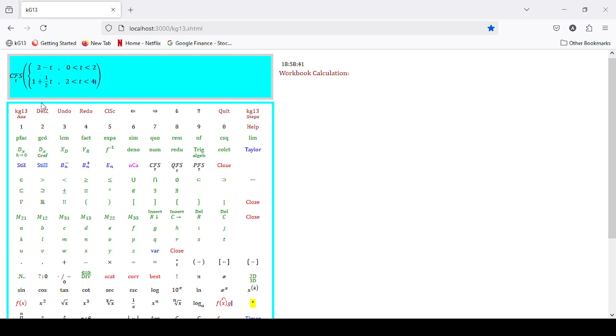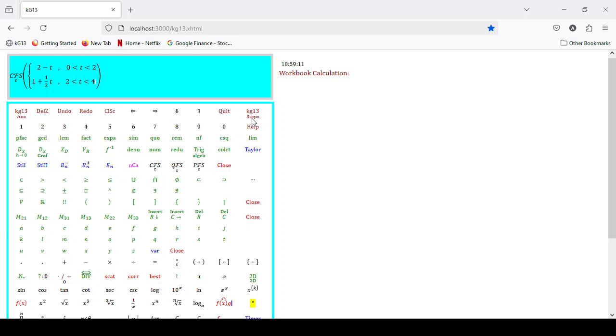Now this is a typical periodic waveform of period 4 from 0 to 4. That is your first half period. That is your second half period. Over the first half period between 0 and 2, we have the straight line 2 minus t. And over the second half period between 2 and 4, we have the straight line 1 plus t.